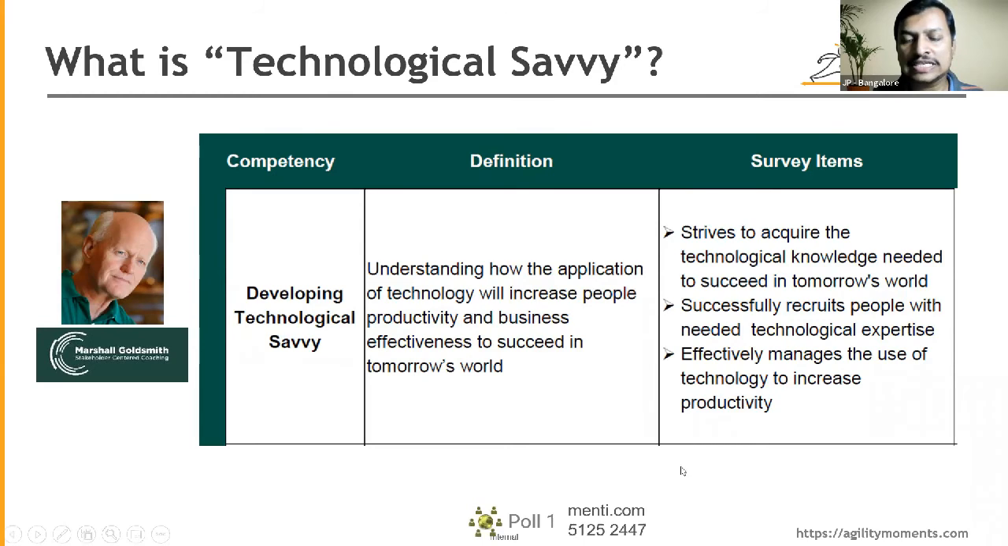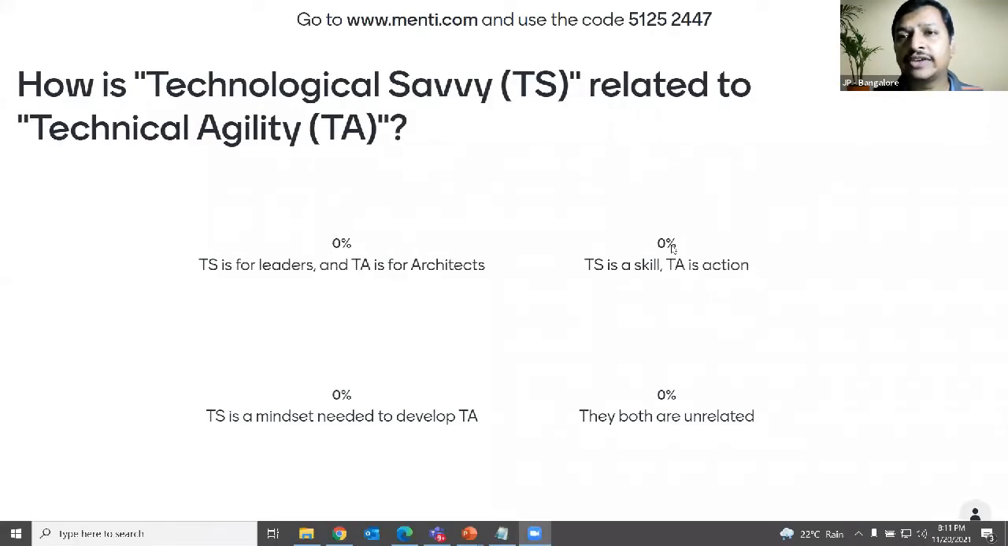For doing this, I would request you to go to menti.com, visit menti.com, and enter the number 51252447 and answer the question that you're seeing on the screen. The question is, how is technological savvy related to technical agility based on what you just heard? Please answer this. Technological savvy is a skill, TA is action.